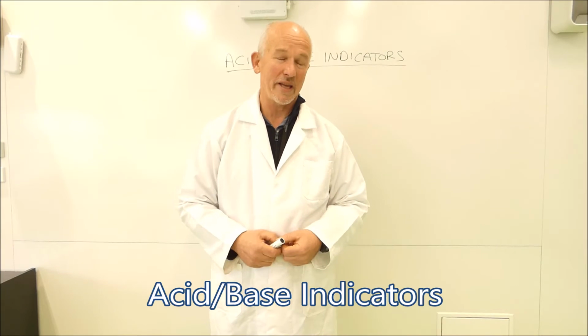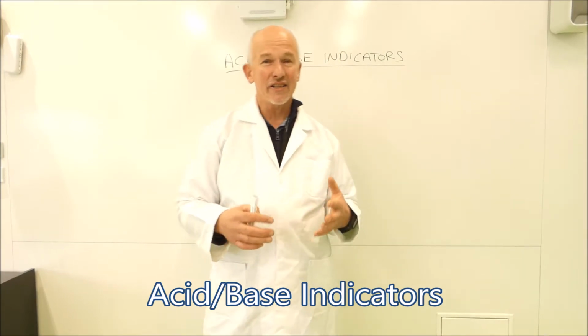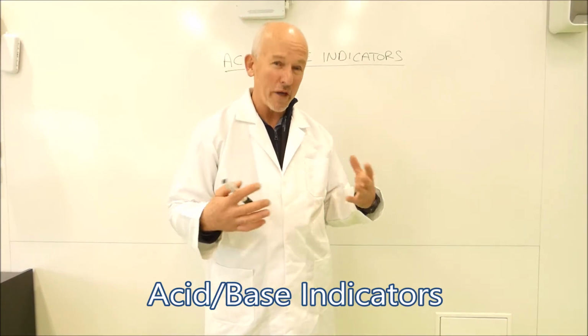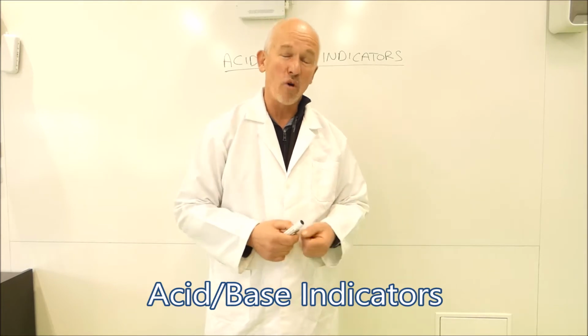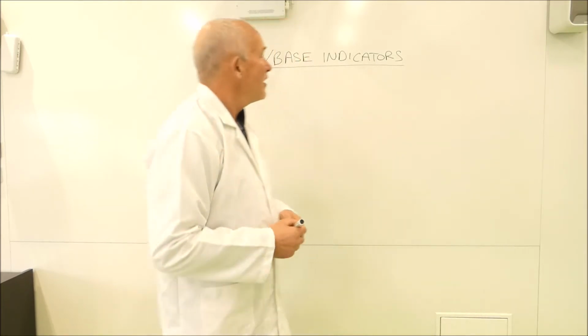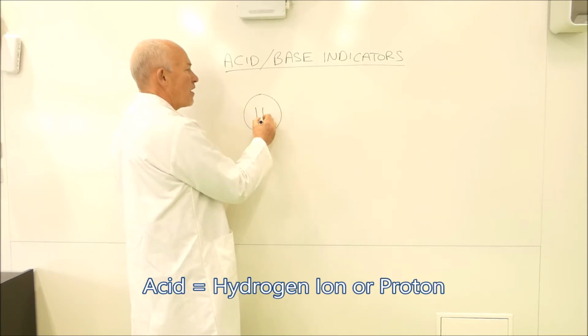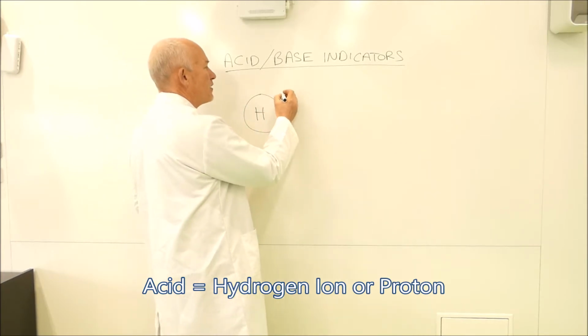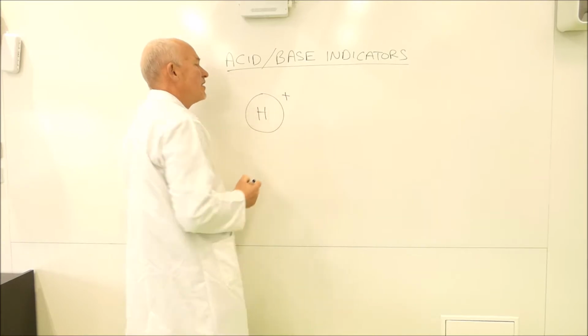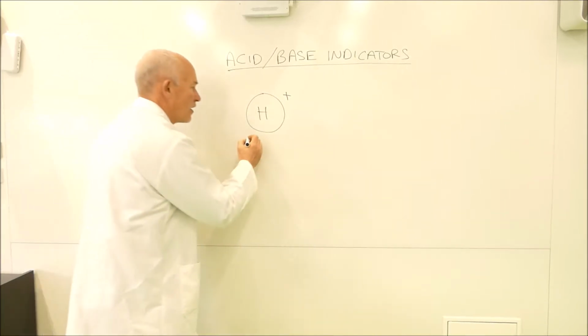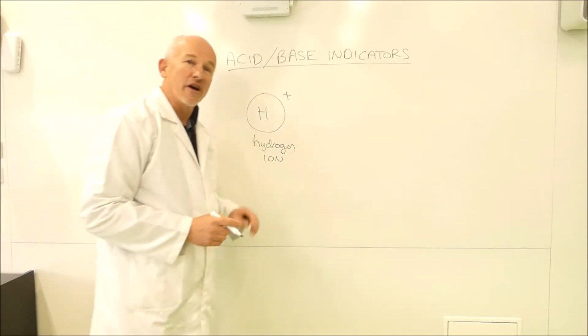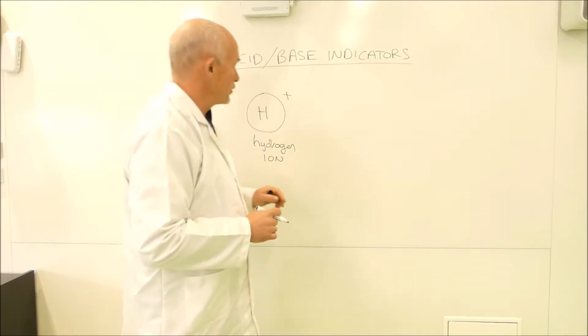Okay, so today's topic is acid-base indicators. To start off with, we're just going to do a very simple recap on what acids and bases are. An acid is a hydrogen atom that has lost an electron, so it becomes positive. So you've got an H plus ion, a hydrogen ion. And the more hydrogen ions you get, the more acid a solution is.